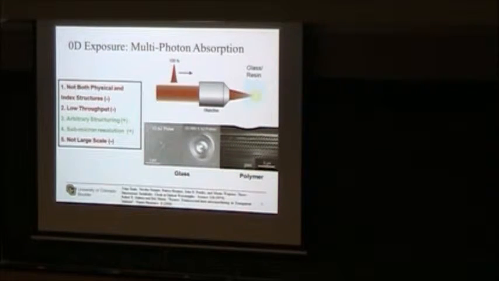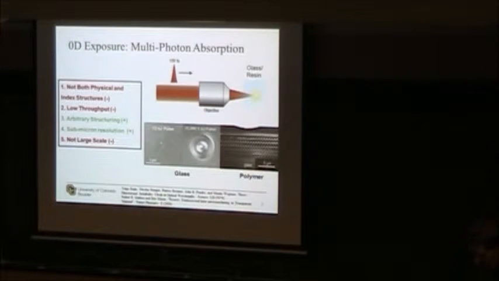However, the problem is you can't get both at the same time. You get either index or physical structures. But the big problem is this is a very low throughput technique. For example, in this particular structure, the write rate was 13 meters per millimeter cubed. So you're really limited to very small structures.